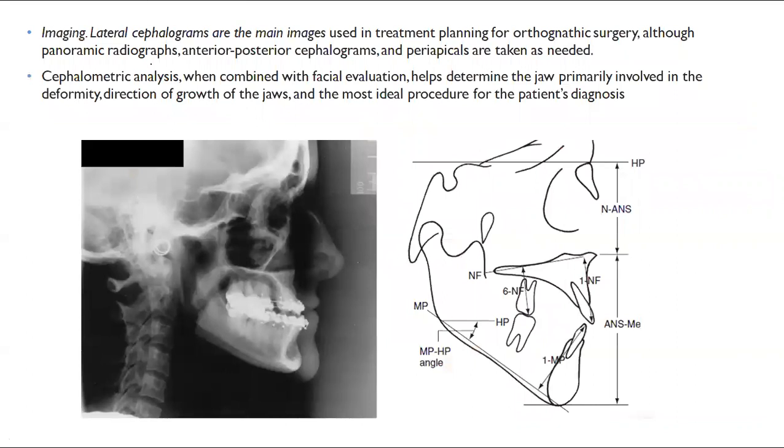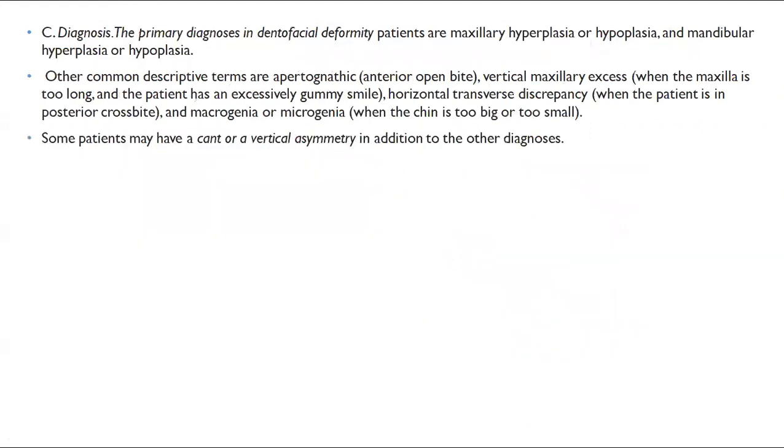Okay, imaging. Lateral cephalograms are the main images used in the treatment planning for orthognathic surgery, although panoramic radiographs, anterior-posterior cephalograms, and periapicals are taken as needed. Lateral cephalograms are the main images. Now, cephalometric analysis, when combined with facial evaluation, helps determine the jaw primarily involved in the deformity, the direction of the growth of the jaws, and the most ideal procedure for the patient's diagnosis.